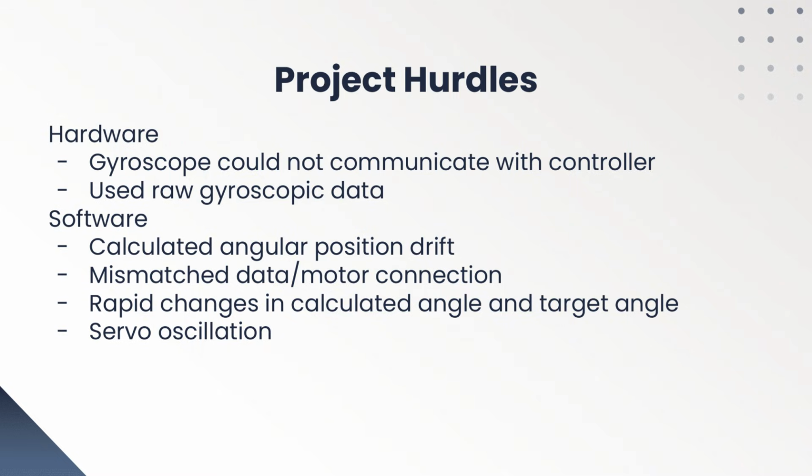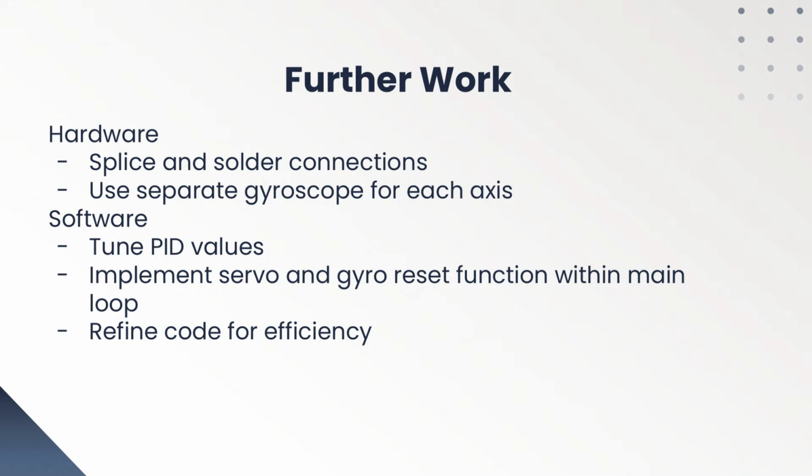During troubleshooting, we often found that the sensors and motors were mismatched, so the variables were rewritten to consistently say pan or tilt. The servos often start to rapidly oscillate during operation. We believe that this is a PID tuning issue.